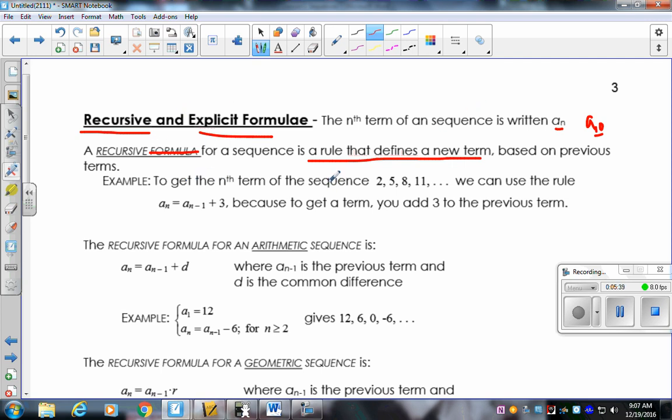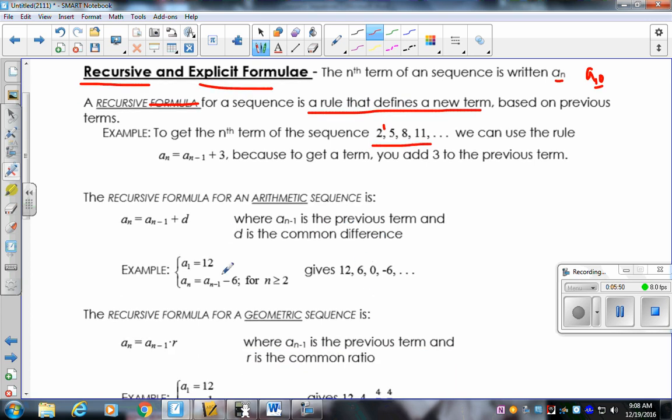So our example says to get the nth term of a sequence, here's our pattern. We can use this rule. What are we doing each time? We are adding 3. That's our common difference. So when we look at the recursive formula, look down here. This tells us a sub n minus 1 refers to the previous term. So if I'm saying, hey, find the next term, all it's saying is take that term before and add the common difference, okay?